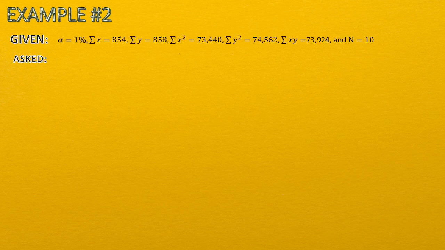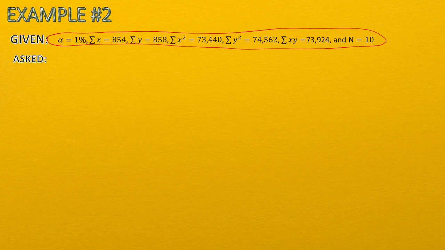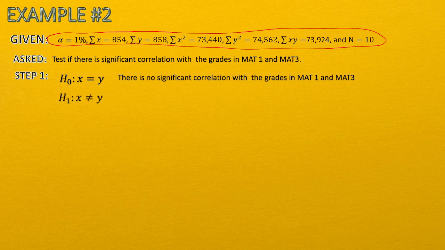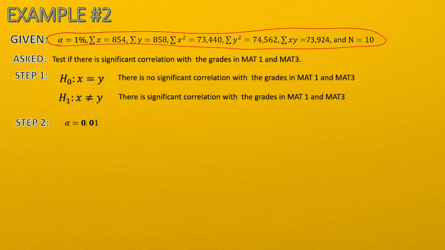Okay, so from here, ito na yung mga given natin. Ito na siya lahat, nasa taas na. Okay, para hindi na tayo mahirapan, nilagay na natin dito. Okay, now, ang ating null hypothesis, there is no significant correlation with the grades in Math 1 and Math 3. While the alternative, there is a significant correlation between grades in Math 1 and then Math 3. Okay, now the level of significance is 1% or 0.01.